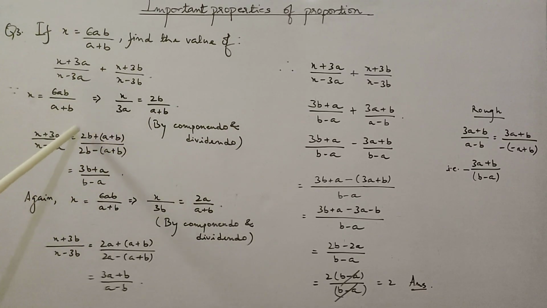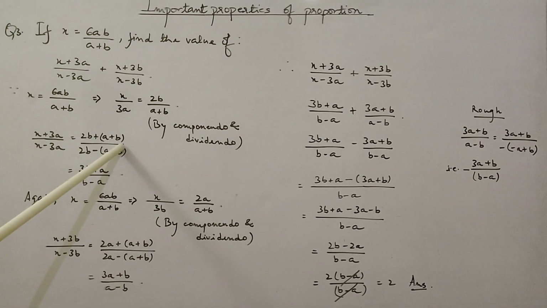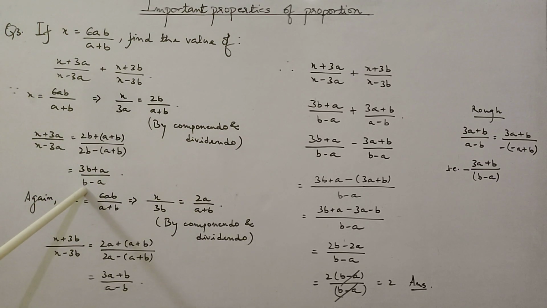By solving the right hand side, 2b plus b is going to give us 3b plus a. If you open the bracket, you will get plus a and plus b, and 2b plus b gives 3b plus a. Upon, if you open this bracket, it will be 2b minus a minus b. So 2b minus b gives just b, and minus a. So this is the value of the first fraction, x plus 3a upon x minus 3a, which we actually require for the sum of these two fractions.